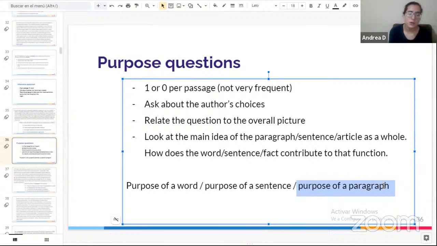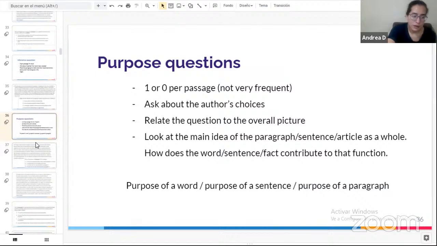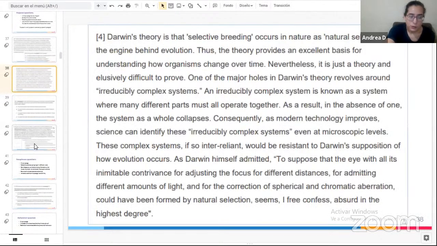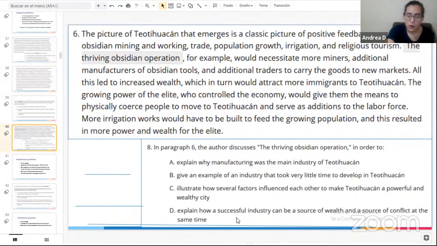So go back and you're going to see, okay, so now I know what the paragraph is about, what the passage is about, and you can answer it, okay? So that's a tip I can give you. But let's see how it works. So who can read the question this time?